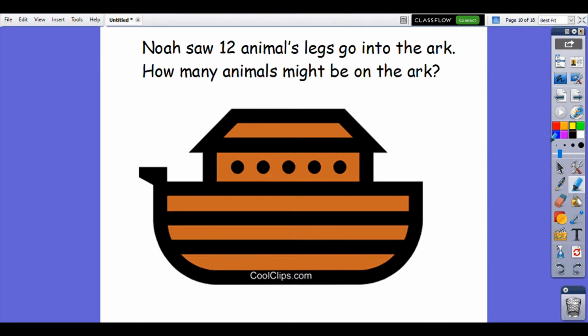I'm going to get my highlighter ready so that I can highlight the important words and numbers. Noah saw 12 animals' legs go into the ark. How many animals might be on the ark? Well, he saw 12 animals' legs, that's important. He saw 12 legs go into the ark. How many animals might be on the ark? Well, how many tells me that I'm going to need to do some counting and probably some adding as well.